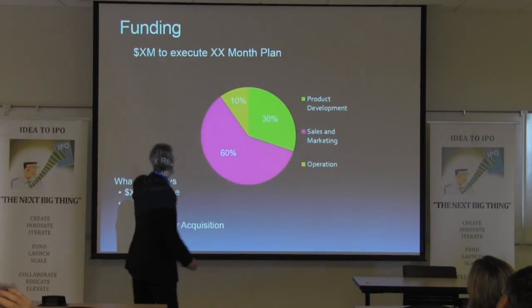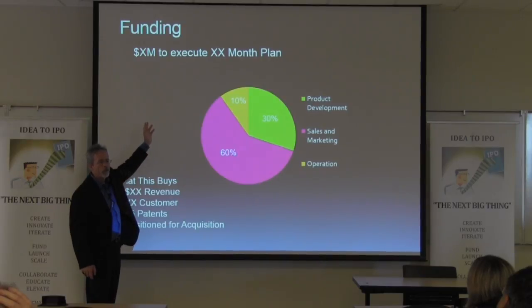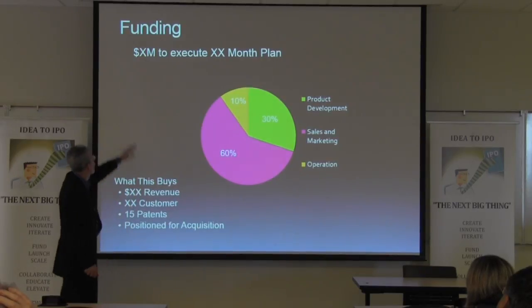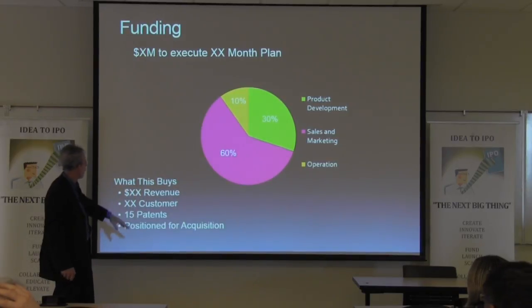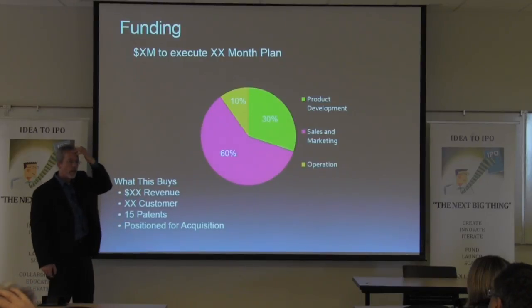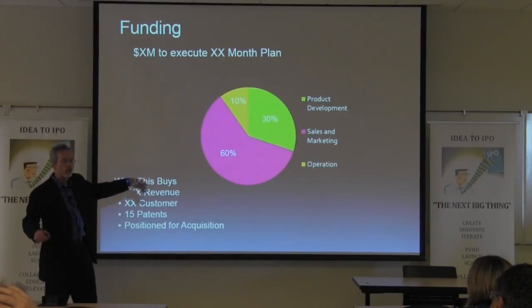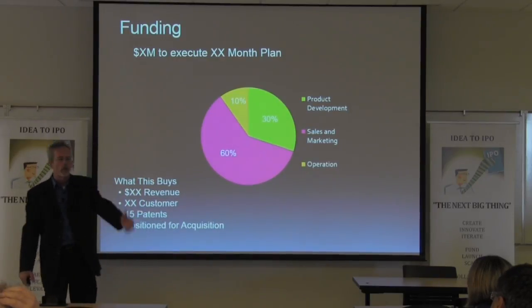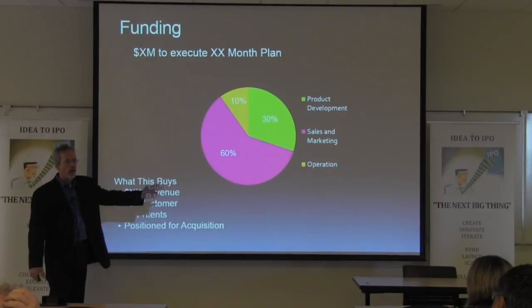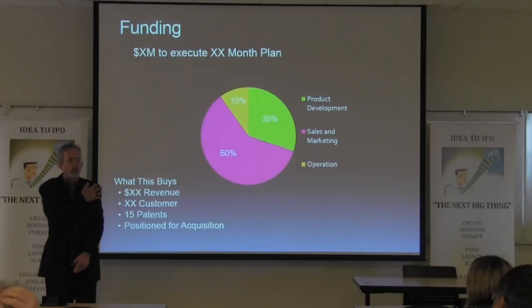Okay. So again, when you give them the money, if you're talking to an angel, compared to our first one of 550K, then you're going to say, I need 550K to execute my 12-month plan. It's going to buy me this, 15 patents, and position me for that. If I'm going for an investor, then you're going to be more about revenues. If I'm going to a VC, because now revenues are important, it's going to get me to 60 million in revenue. It's going to have us at 5,000 customers. We're going to have 15 patents and be positioned for acquisition. That's what you're going to get for your money.